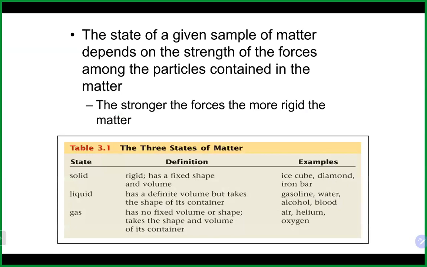So the state of a sample does depend on the strength of the forces among particles. The stronger the forces, the more rigid the matter will be. There are what are referred to as intermolecular forces, which are the forces that hold one molecule together with another. If something is held together by a really strong intermolecular force, it's going to be held in the solid state a lot longer. And those forces, which we'll talk about in a later chapter, come into play when we talk about things like melting points and boiling points.